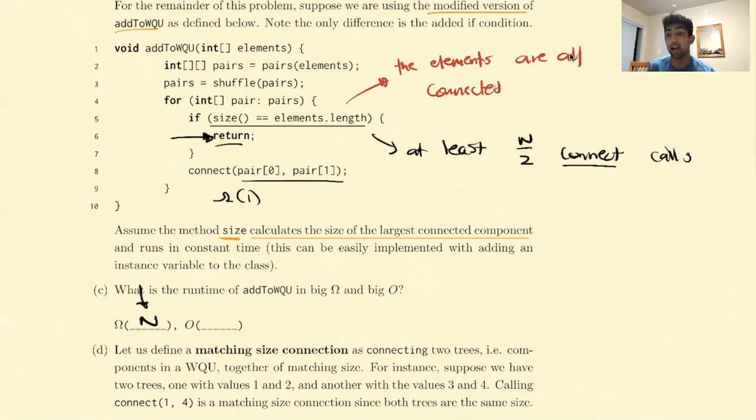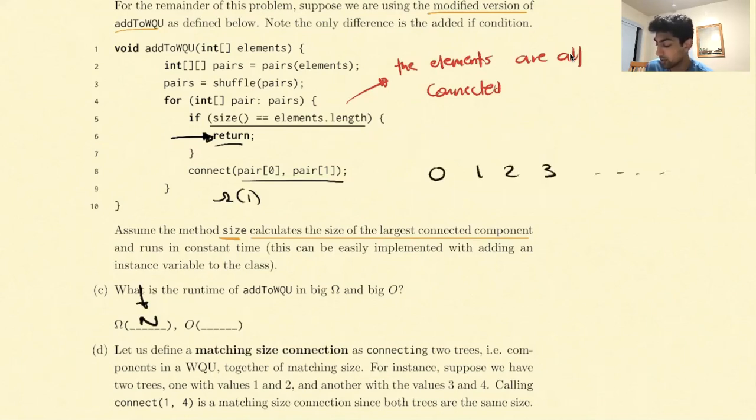Okay, to show it's a tight omega bound, what I'm going to do is I'm going to construct an example that takes n time. Okay, let's proceed with such an example. Suppose that we have the following elements 0, 1, 2, 3, all the way up till n. The example will work as follows. Let's say that we take the element 0 and then we connect it with 1. Okay, what we're doing is we're calling connect of 0, 1. That's the first thing we do. Okay, I'm going to move this down here.